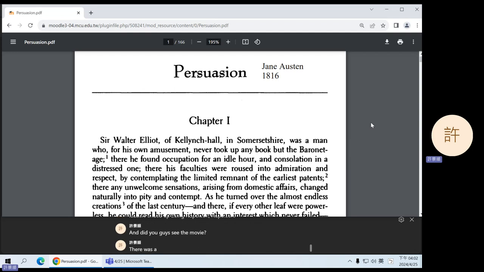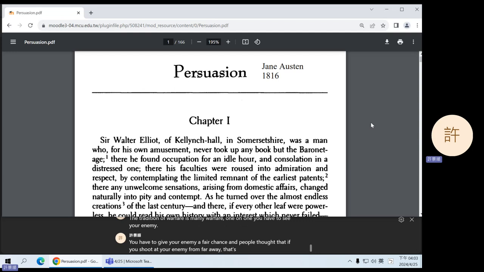It was a terrible movie, but some parts are important to know. So, for example, Napoleon started out as an artilleryman, 炮兵. So he came up from the army. He knew how to fight. At the time, artillery was considered a kind of shameful part of the army. The tradition of warfare is manly warfare, one-on-one. You have to see your enemy. You have to give your enemy a fair chance. And people thought that if you shoot at your enemy from far away, that's unfair. It's cowardly.